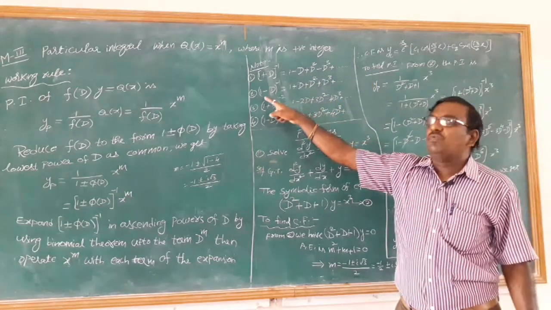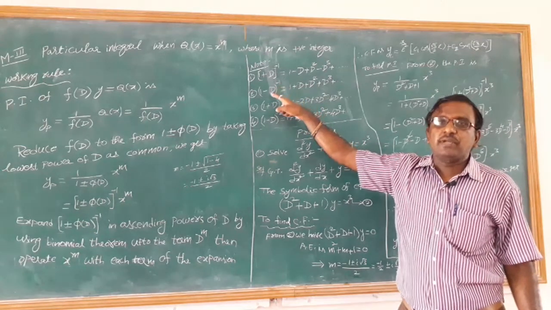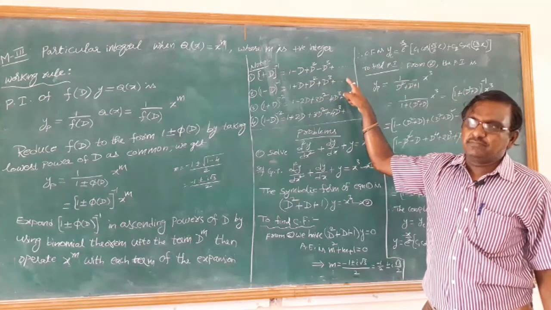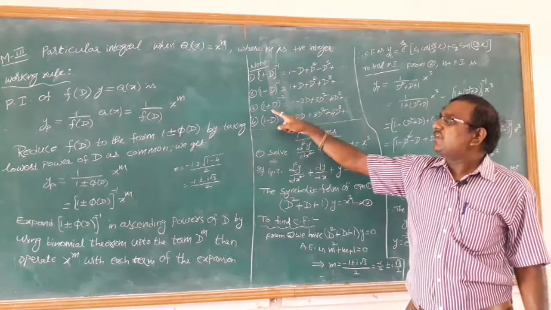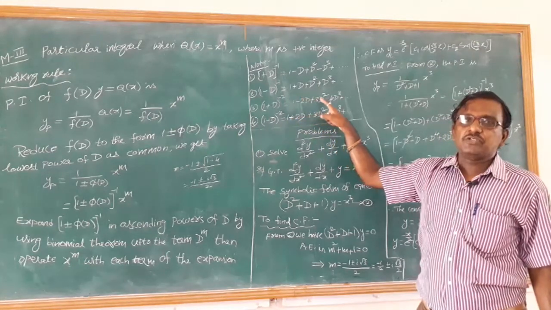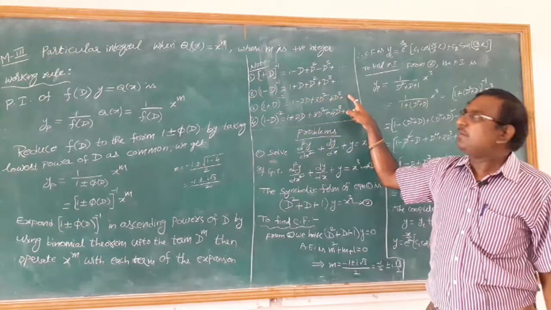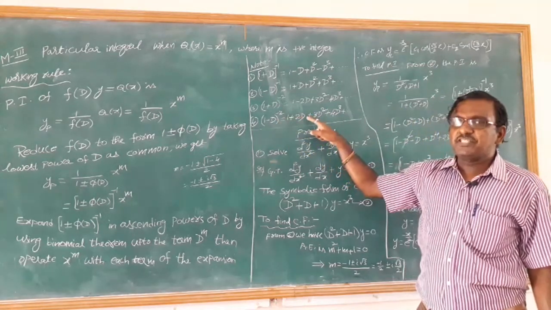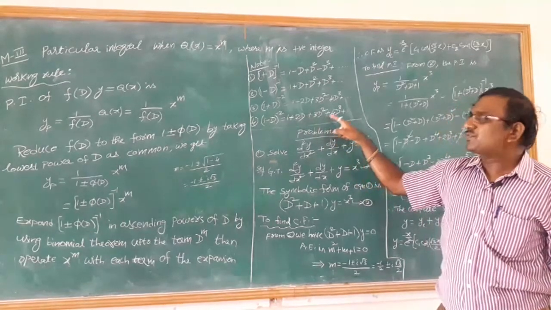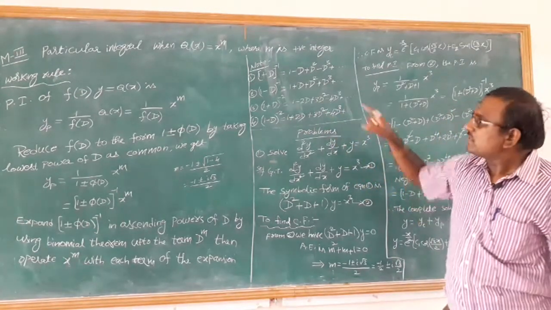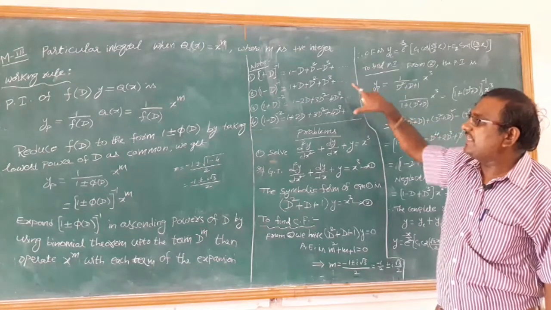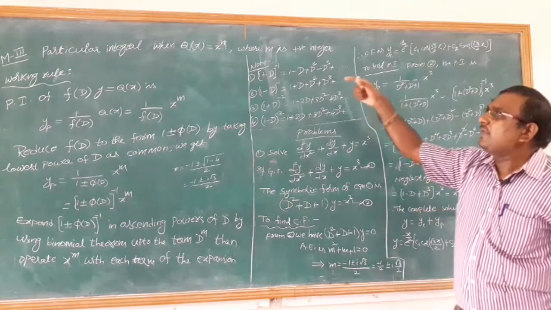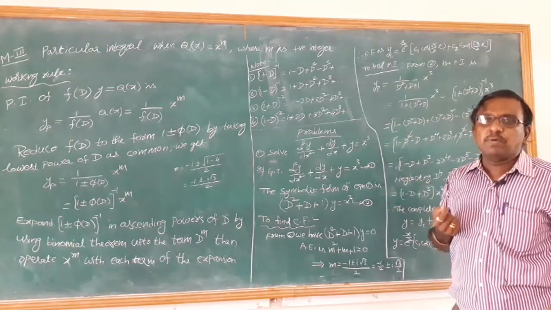The second one is 1 minus D whole power minus 1. The expansion of 1 minus D whole power minus 1 is 1 plus D plus D square plus D cube plus and so on. Similarly, the expansion of 1 plus D whole power minus 2 is 1 minus 2D plus 3D square minus 4D cube plus and so on. And one more is the 1 minus D whole power minus 2 expansion, which is 1 plus 2D plus 3D square plus 4D cube plus and so on. So we have to remember all these expansions, then the problems are very easy. Now let us start the problems on particular integral when Q of x is x power m form.